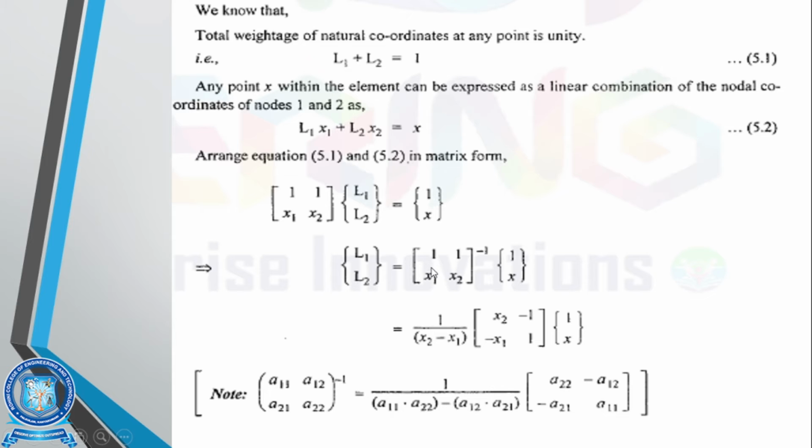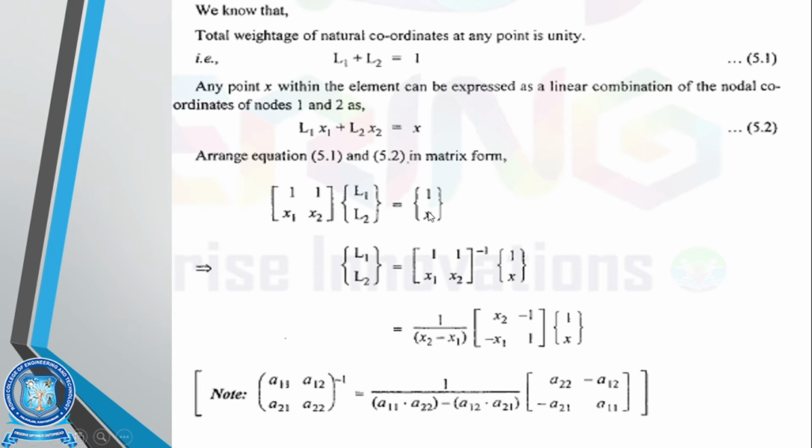Now we are arranging these equations in matrix form. Matrix of [1 1; x1 x2] times the vector of L1 and L2 is equal to the vector of 1 and x. There is no x term in the first equation, only L1 plus L2, so the first row is 1 1 and the second row is x1 and x2.